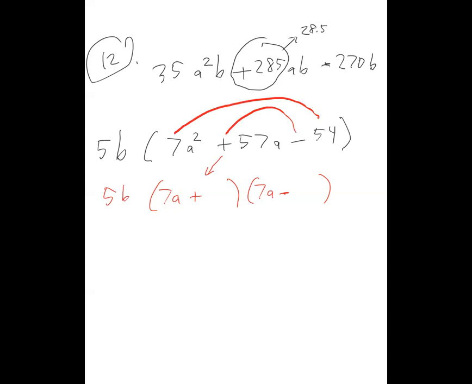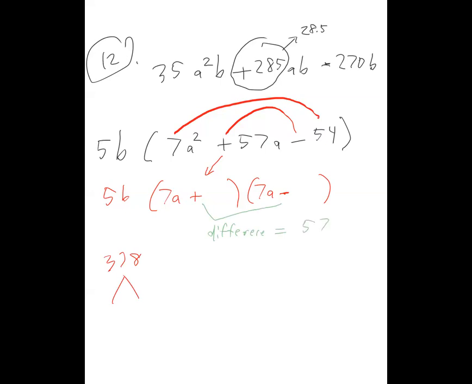7 times 54 is what? Well, that's a huge number. 378, I think. Is that right? It's huge. 378. And then are the signs different from each other, or are they the same? Different. So if those are different, then I need to find 2 factors of 378 whose difference is equal to the middle number in the original problem, which is 57.